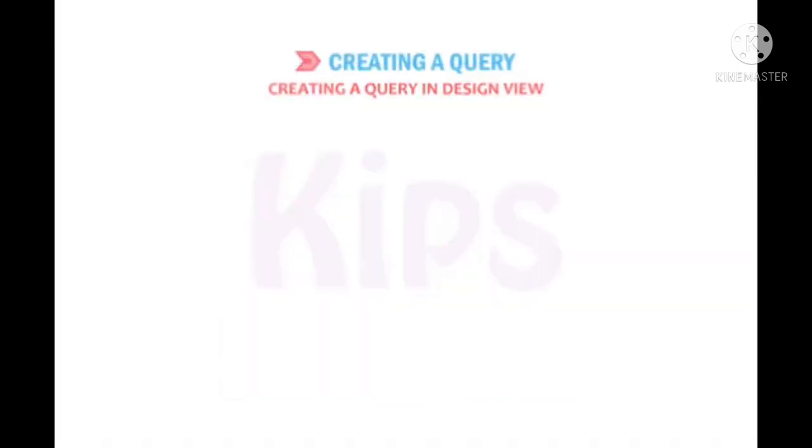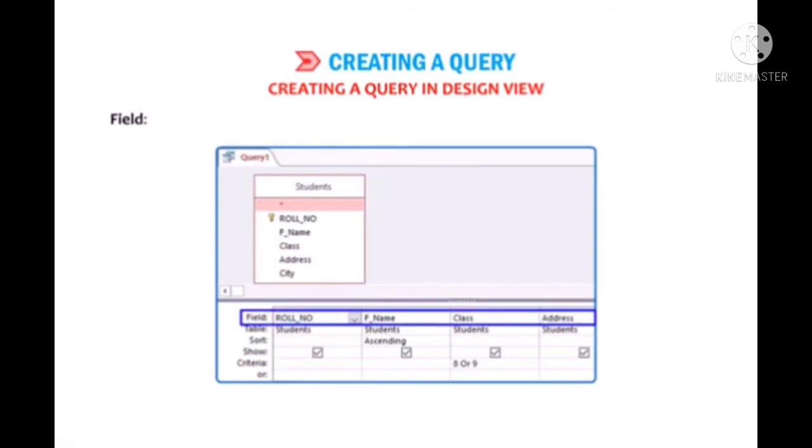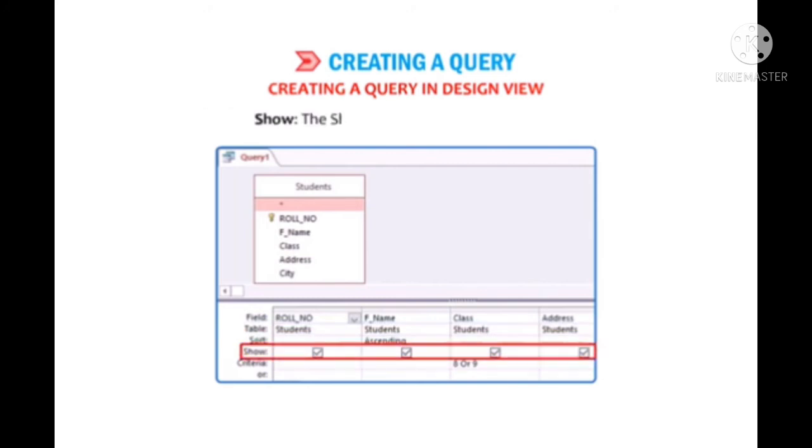Field. The field row of the design grid displays the selected field name from the table. Table. Each field name is the name of the existing table. Show. The show row displays a check mark. The fields with check marks display the information when the query is run. To hide the field during runtime, deselect the check mark by clicking on it.